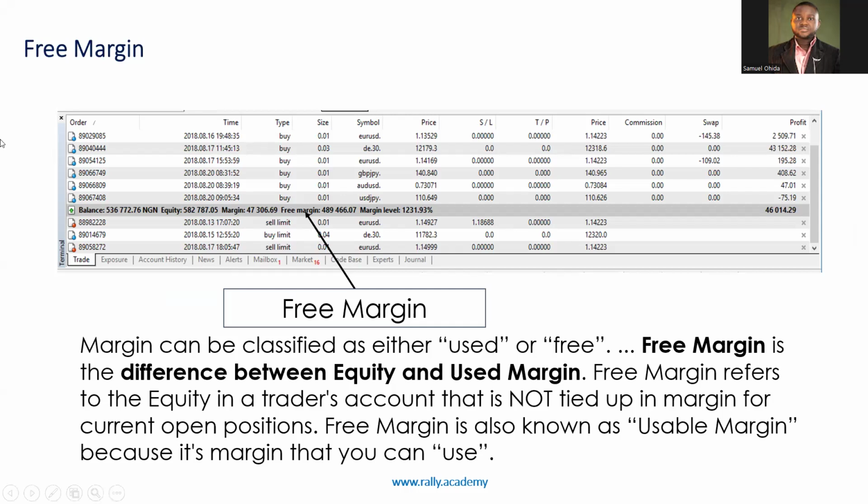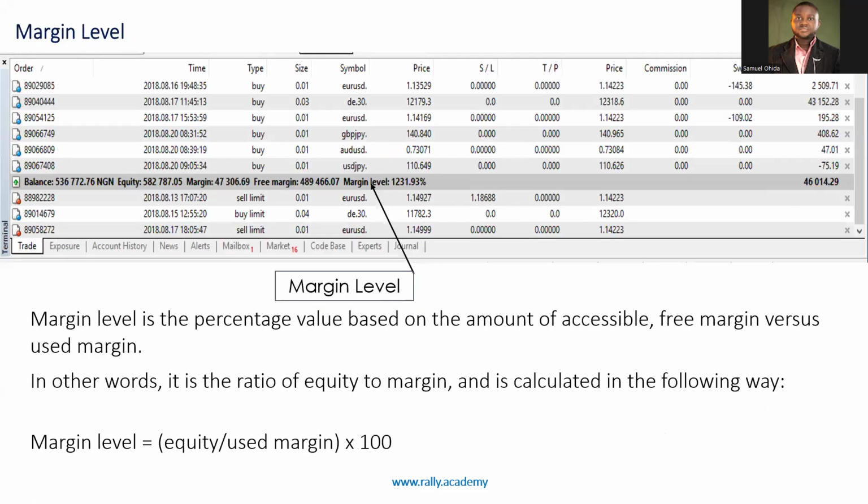Like you can see, this person has over 500,000 naira balance, right? Currently on a profit of 46,000, right? And because of that, equity is the balance plus or minus the profit. So he has 582,000 naira equity, right? But the margin is 47,000, and so the free margin is this equity minus the margin, showing us that I have a free margin of 489,000, and that means I could place more trades if I want. You understand? And the margin level is the percentage value. So it is just the equity over your margin times 100 over 1.